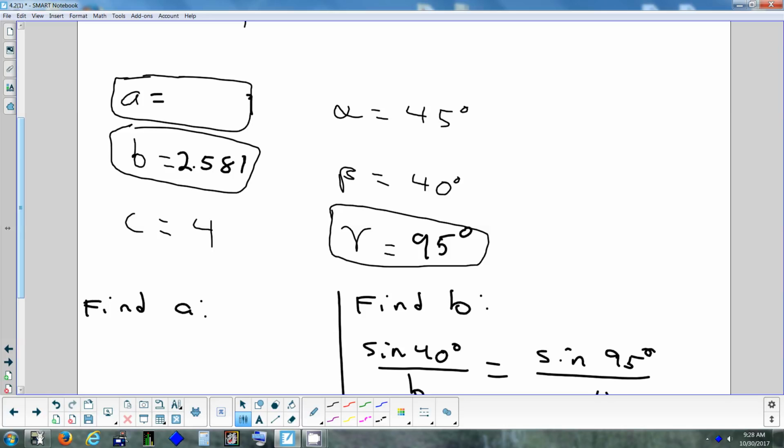If you've got two angles that are the same, you're going to have two sides that are the same. So keep that in mind in case that ever happens. But they're not quite the same. Alpha's a little bigger, so A is going to be a little bigger.